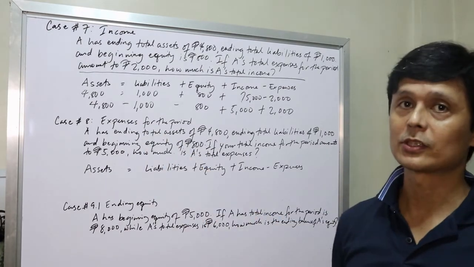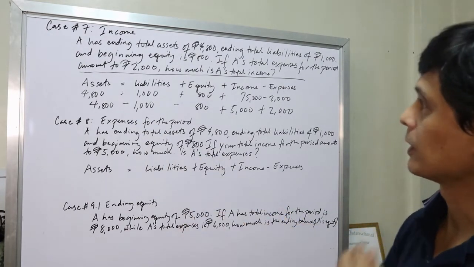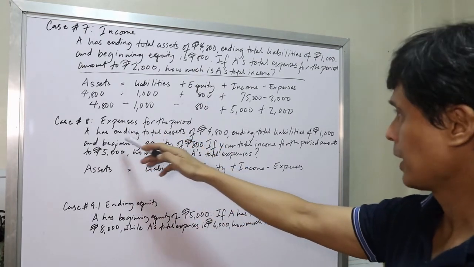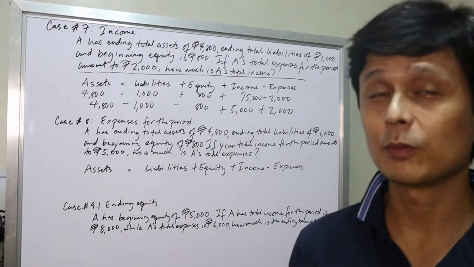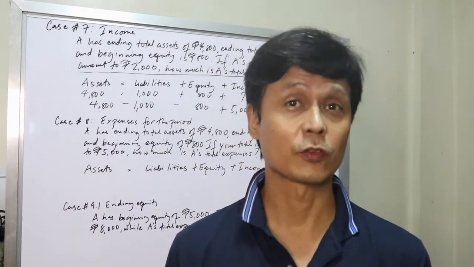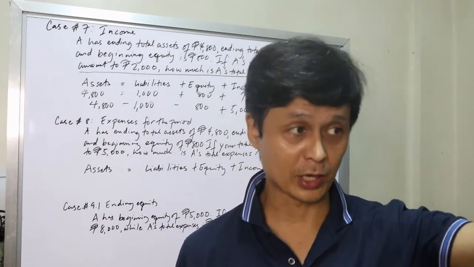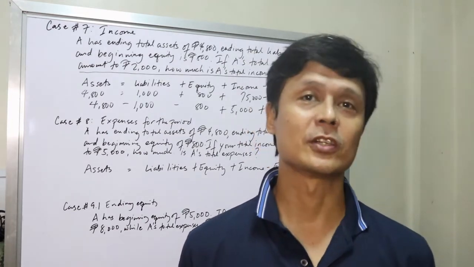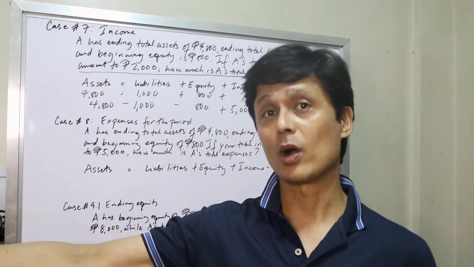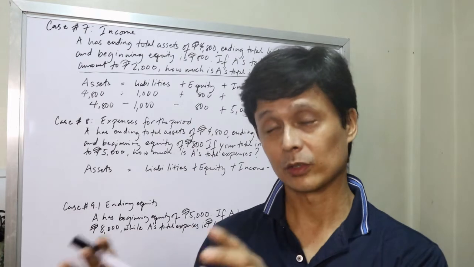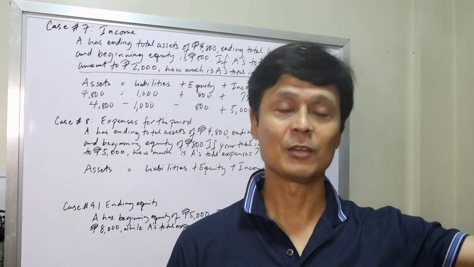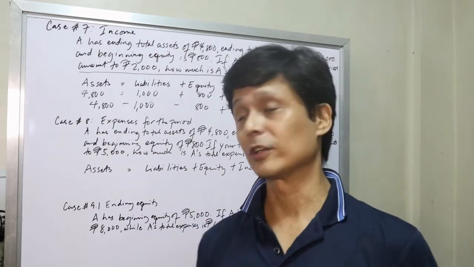Now, dito naman sa case number 8, ganun rin, no? So expenses for the period, dito yun naman yung missing. So A has ending total assets. When you say ending and beginning, we're talking about yung beginning of the year, like January 1. So start of the year, yung operating period. If it's a calendar year, normally it starts at January 1 and ends on December 31. So when we hear yung words na ending and beginning, we're just referring to start of the year and ending of the year, no?